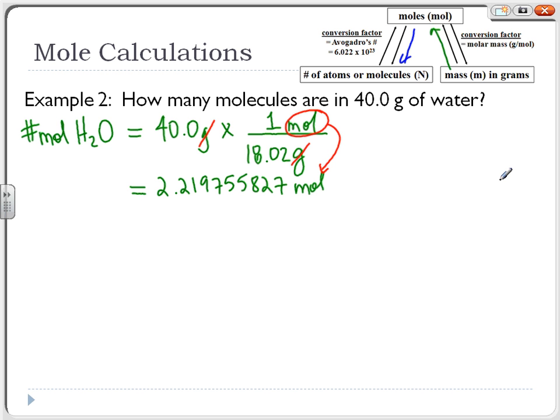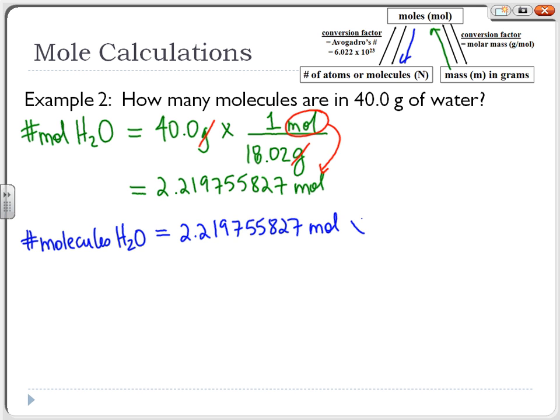All right, so now that I know how many moles are in 40 grams of water, I need to find how many molecules of H2O I have in my sample. So in order to do that, I just wrote down here number of molecules of H2O. That's what I'm being required to find. I write an equal sign, and then I write what's given to me: 2.219755827 moles. And again, I'm going to pick a conversion factor. Now this conversion factor is Avogadro's number. That's what's going to get me from moles to number of molecules.